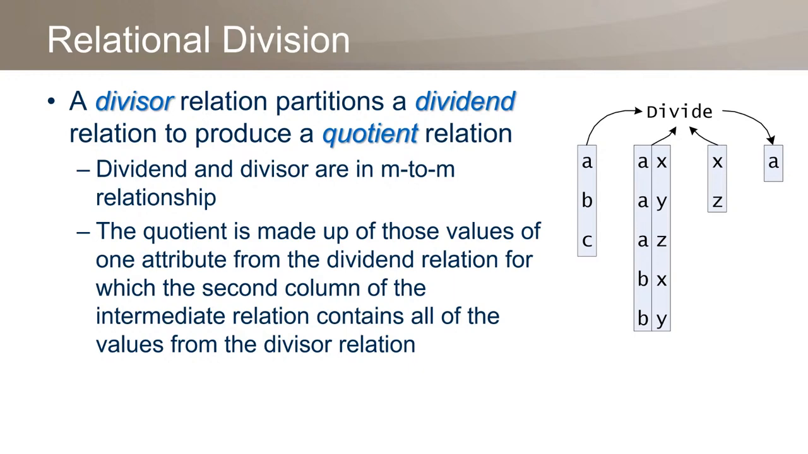And here is a small trap. If the divisor relation is empty, then the result is the full dividend relation. So it means if you have customers and products, and you filter out products so the divisor relation is empty, then the result is all customers, as if all customers have purchased all products. This is correct according to mathematical logic.